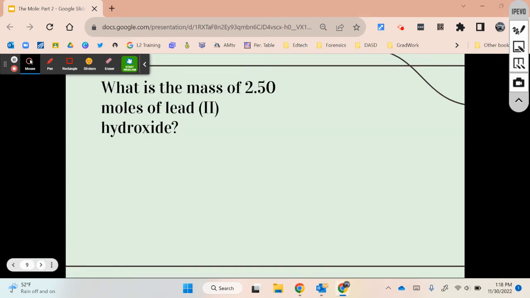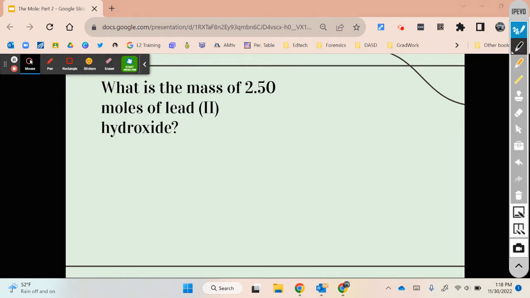If we're looking at a problem like this, where we were just working with lead hydroxide, we figured out what its molar mass is. We remember that the molar mass of Pb(OH)2 is 241.2 grams in 1 mole.